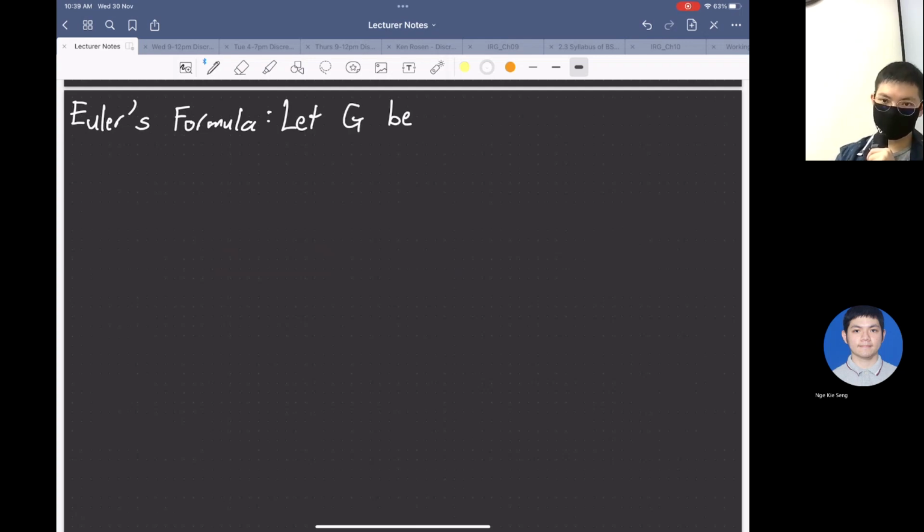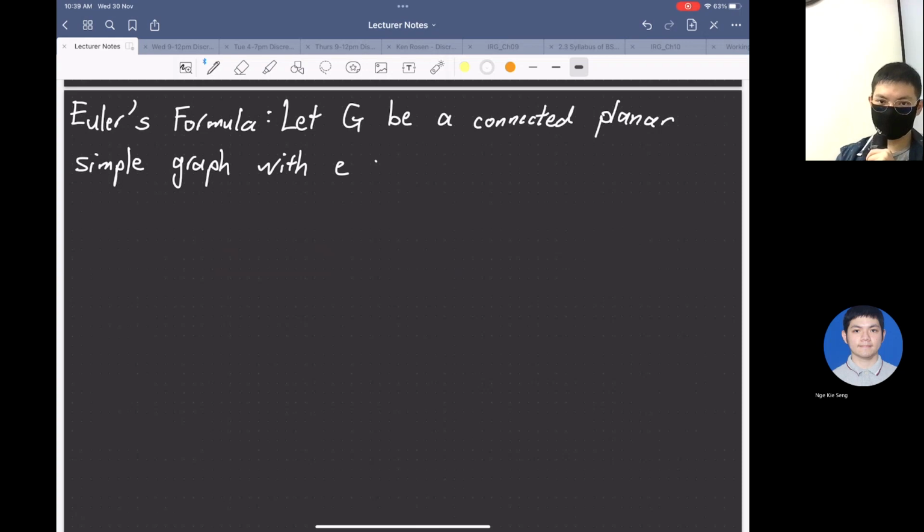Actually, Euler was a great mathematician. He went blind in his old age, but he could still do research and write long papers because he had memorized all the formulas and all the theorems. He could still calculate even though he was blind.